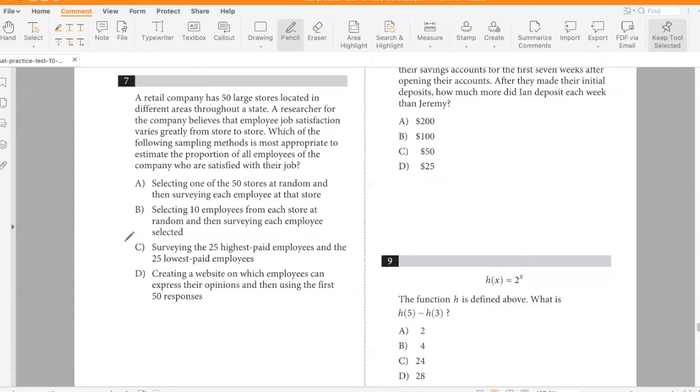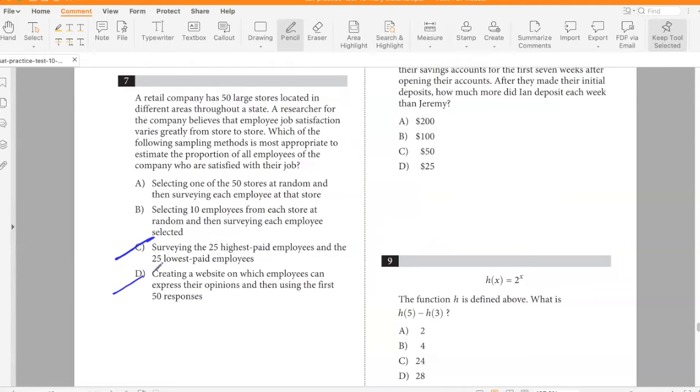A: Selecting one of the 50 stores at random and then surveying each employee at that store. B: Selecting 10 employees from each store at random and then surveying each employee selected. C: Surveying the 25 highest paid employees and the 25 lowest paid employees. D: Creating a website on which employees can express their opinions, and then using the first 50 responses.